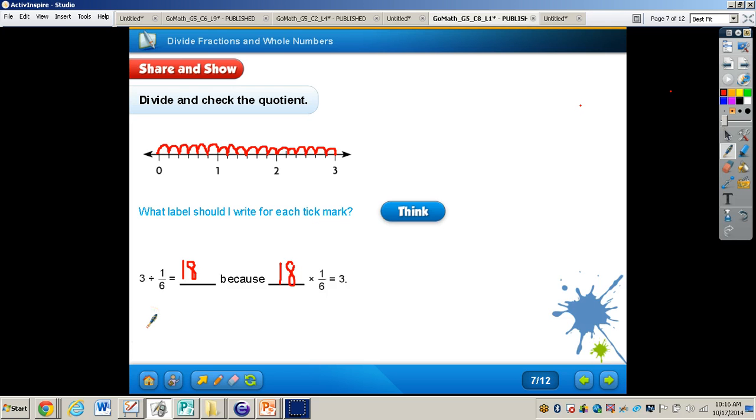Now, in your Go Math book, I do not have these on my screen, but I want you to do numbers 4, 5, 6, and 7 all by yourself. And when you're finished, you can press play. I will have the answers for you. You can either use the fraction strips or use the number line like I showed you. So complete numbers 4, 5, 6, and 7. When you're finished, I will have the answers for you. So pause the video now.